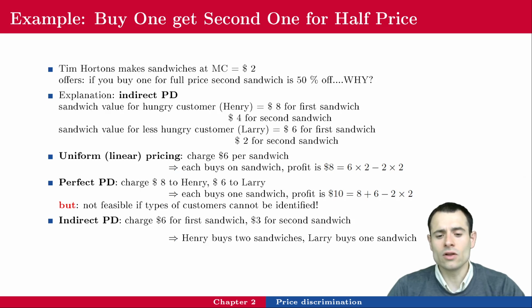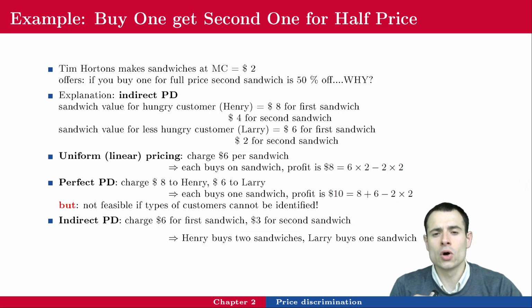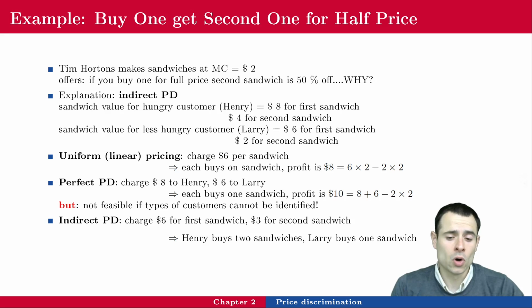However, $9 for two sandwiches is too much for Larry, because Larry is only willing to pay 6 plus 2, $8 for two sandwiches. In this case, Henry will buy two sandwiches. He's going to purchase the BOGO combo, and Larry will buy only one sandwich. Each customer, they're both different, will get a different option.